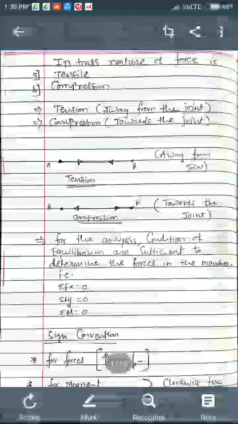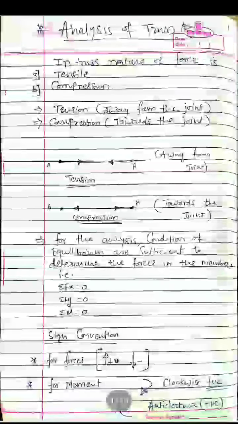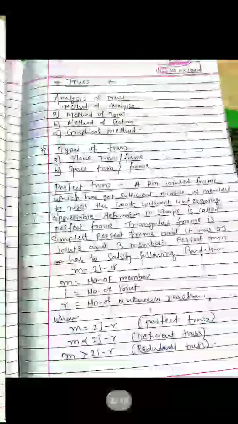For the analysis, the conditions of equilibrium are sufficient to determine the forces in the members, that is summation Fx is equal to 0, Fy is equal to 0 and moment is equal to 0. Sign convention for the forces: upward force is considered positive, downward force is considered negative. Horizontally, rightward is positive, leftward is negative. For moment, clockwise is positive and anti-clockwise is negative.